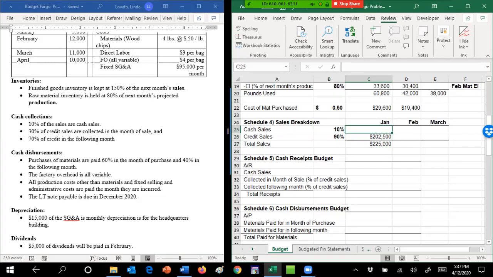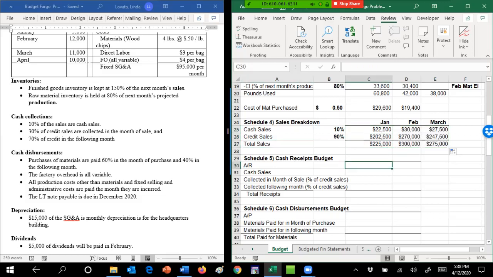And then my cash sales are 10% times the 225. So again, double check, make sure those total up, otherwise you've messed up. Then once you have that, you could pull that over, make sure it's computing correctly. And that would be your total cash and credit sales. So next you want to do cash receipts.